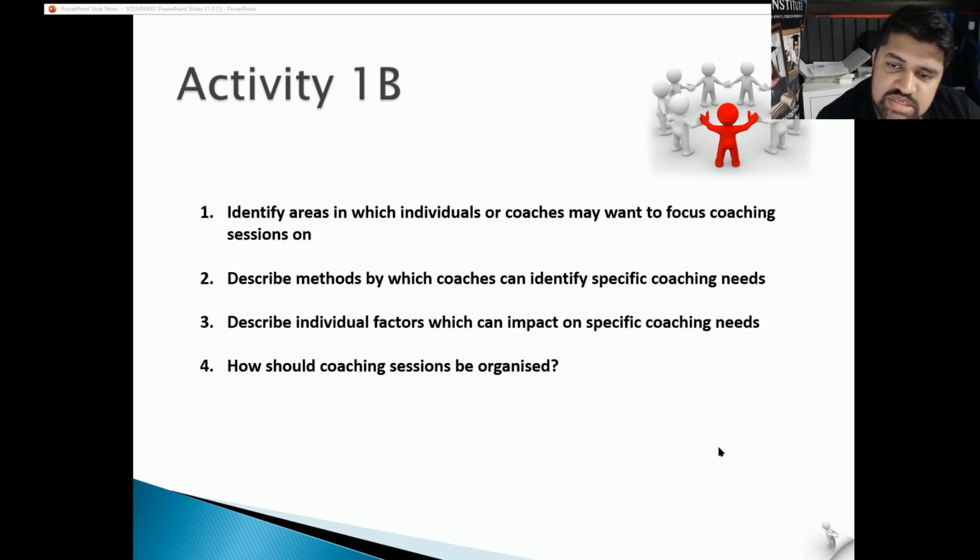Alright, number 2, describe methods by which coaches can identify specific coaching needs. So first of all, I would do a review or observe the person in their normal everyday skills. So do an observation and then see what sort of coaching or training they need in the workplace. Maybe it's task based, maybe they need more knowledge about a certain industry, or maybe they need more understanding about what they're doing. After that review, I could have a better understanding of what that student needs.